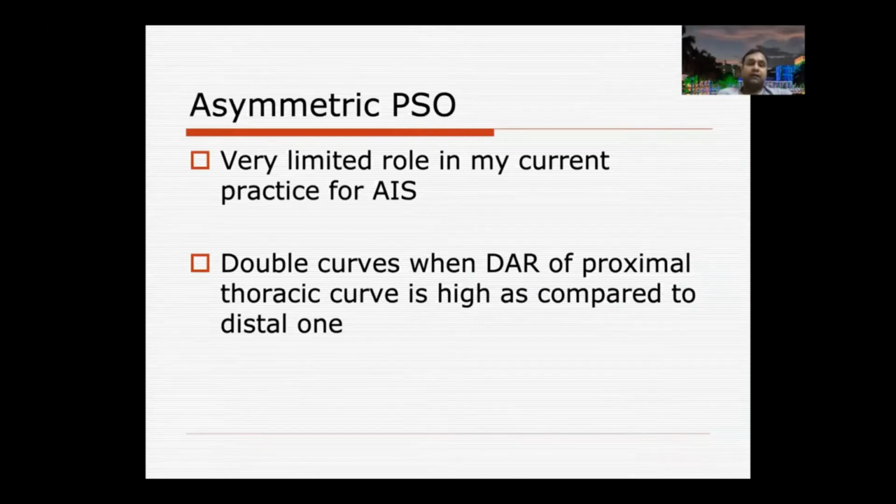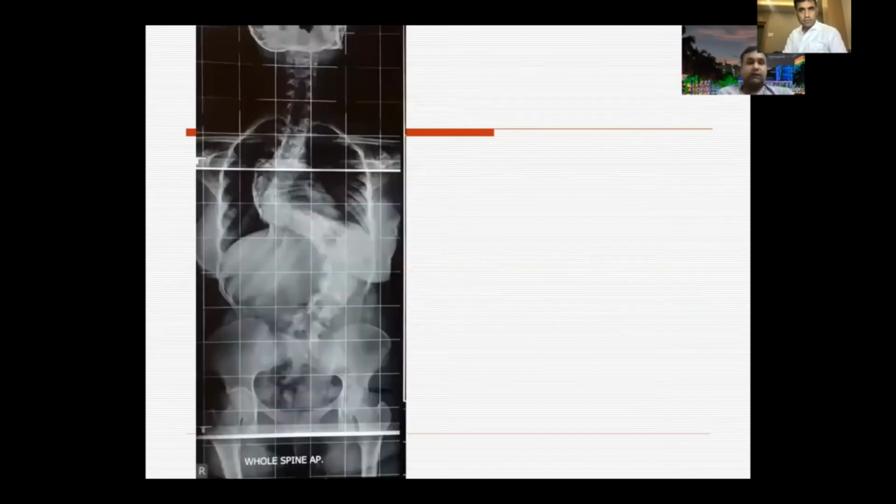Coming to the asymmetrical pedicle subtraction osteotomies, they have a very limited role in my current practice for AIS. I consider them for double curves when the deformity angular ratio of the proximal thoracic curve is high as compared to the distal one. Just let me give you an example. This is a double thoracic, a double major curve.